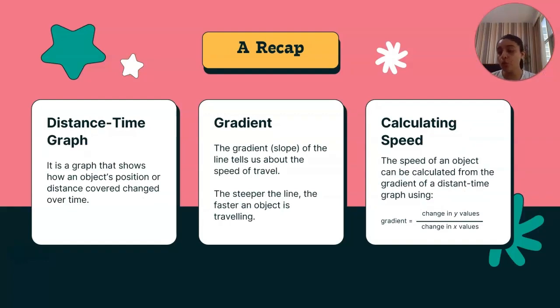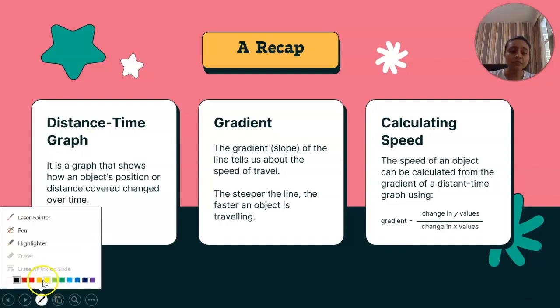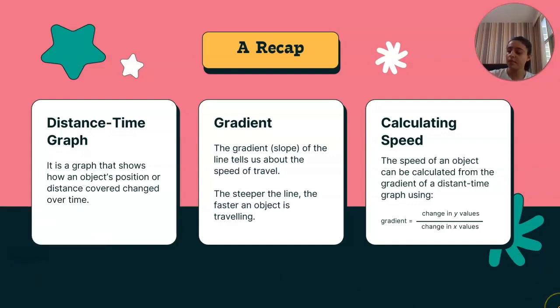First we have to know what distance time graph is all about. So distance time graph is a graph that shows how an object's position or distance covered changes over time. Okay, with respect to time, how the vehicle is changing its position, how much distance the vehicle is covering, how long it will take. So the distance time graph is made with reference to time. I am going to show you how this distance time graph is made.